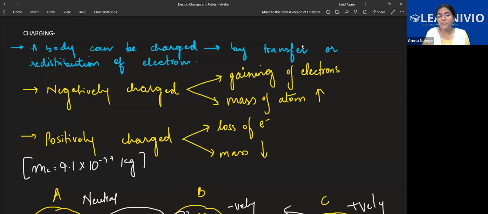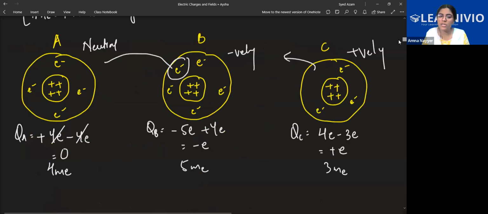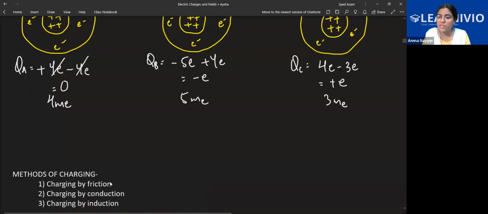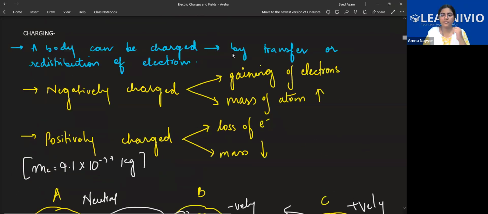Now, there are 3 methods by which this charging can occur. Those are important for you from the boards. One is charging by friction, second is charging by conduction, then charging by induction. I'll start with charging by friction right now. First, you copy down this. Okay.